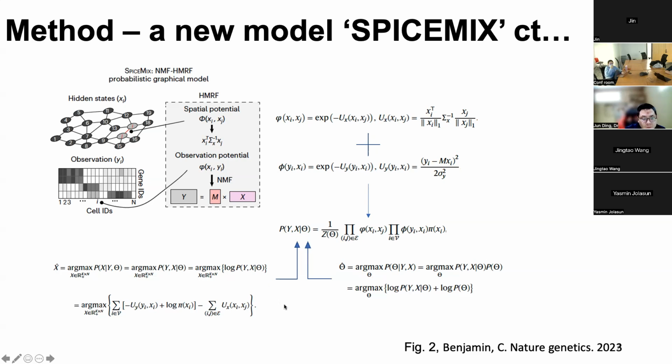I just want to say about the running time: it takes around 30 minutes to 2 hours for a typical ST data set with 2,000 genes and 1,000 cells, using both GPU and CPU. I forgot the name of the GPU model, but you can find it in the paper. So it's not really slow. It's pretty fast, I think.